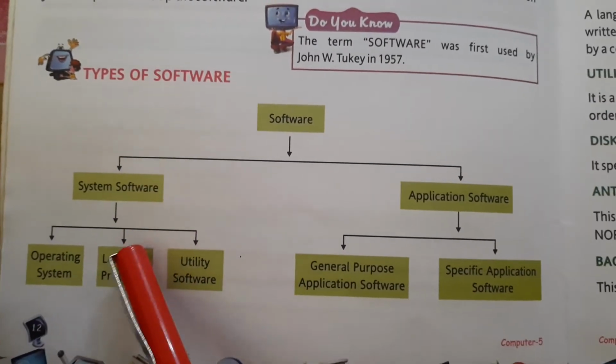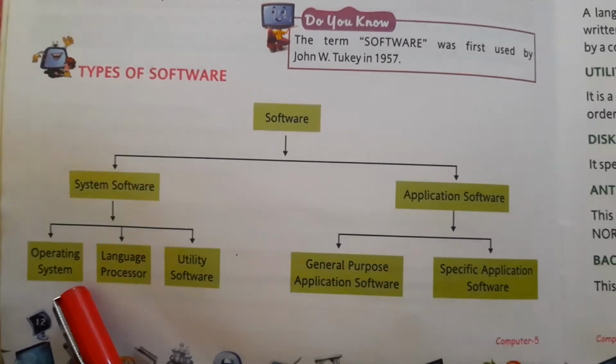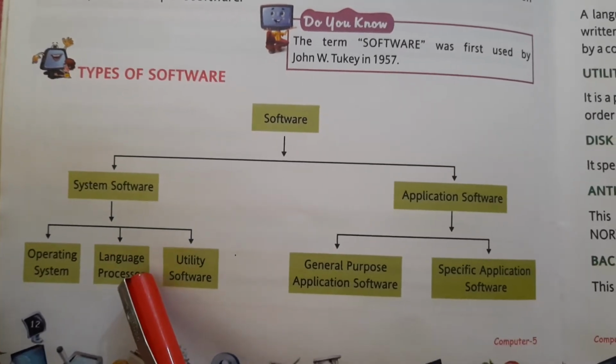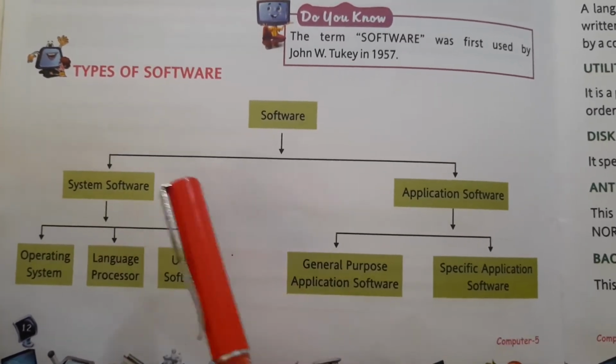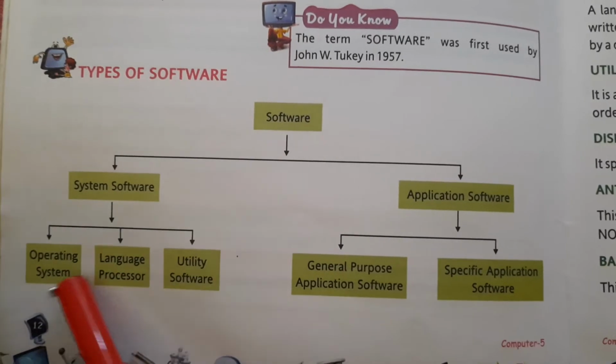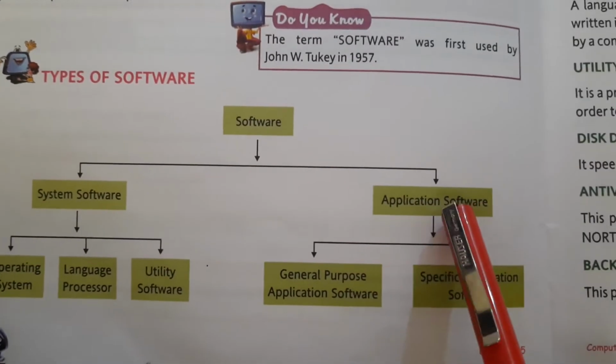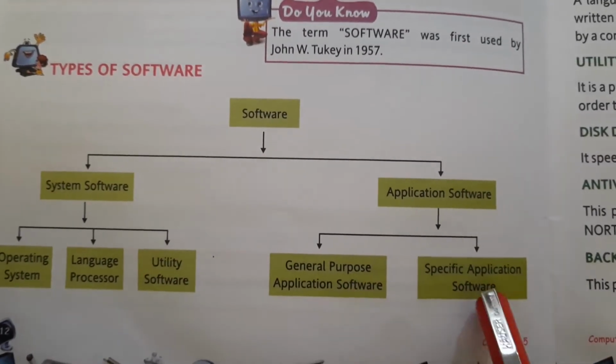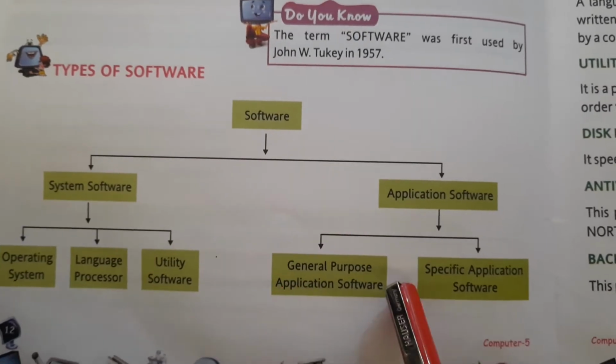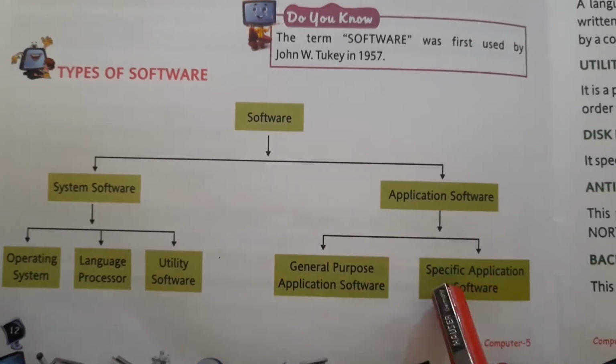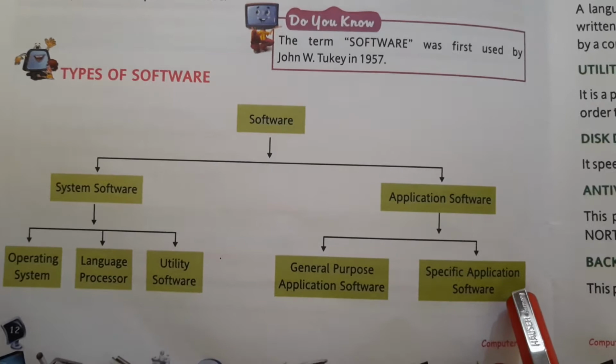Now system software is further divided into operating system, then language processor and utility software. System software is divided into these three types. And application software is divided into two types: general purpose application software and specific application software.